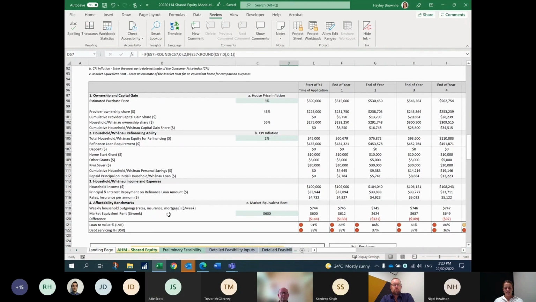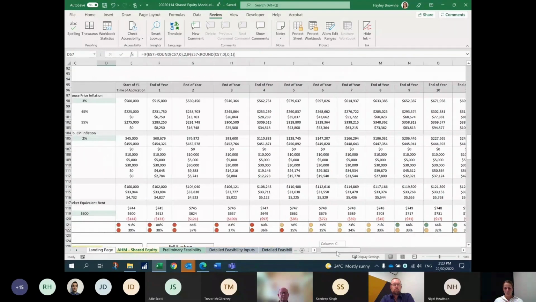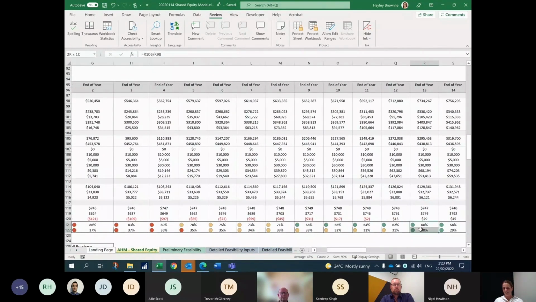The idea is that we've incorporated our debt servicing and loan to value ratio percentages down here as a traffic light system. And the idea is that when the household gets to a double green light, they'll be in a position to buy out the provider's share in the property. So you can see here at year 13, the household is likely to be in a position to buy the provider out. The amber coloured lights provide some flexibility, and depending on where the banking sector is at that point, there might be flexibility to buy in at an earlier time.